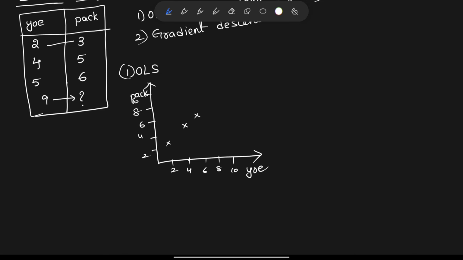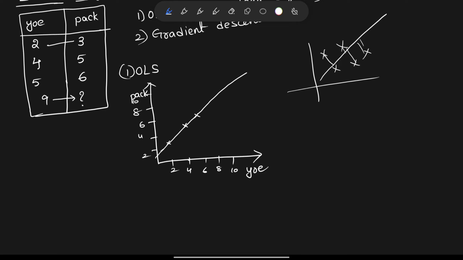So here our aim is to find one line. That line should pass through all these data points. Otherwise we can say that the line should pass through the minimum distance from all the data points. For example, if our data points are like this, then our line should pass through minimum distance from all the data points. Consider this line.